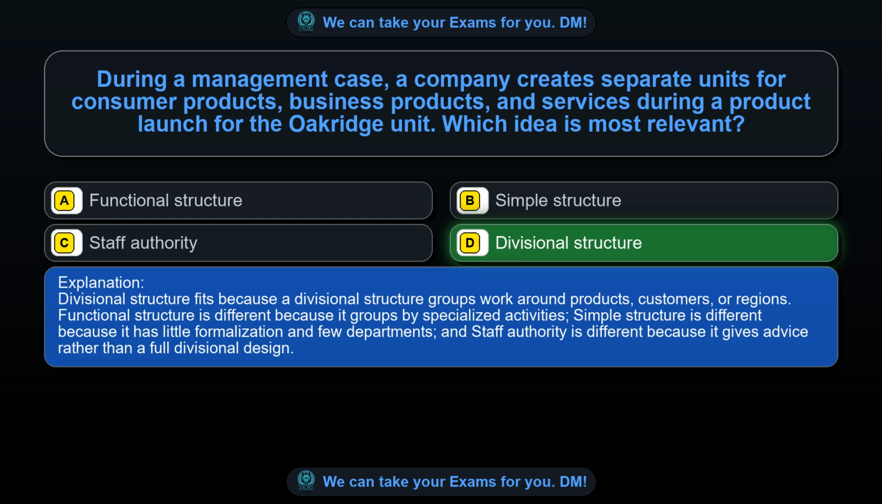Divisional structure fits because a divisional structure groups work around products, customers, or regions. Functional structure is different because it groups by specialized activities, simple structure is different because it has little formalization and few departments, and staff authority is different because it gives advice rather than a full divisional design.